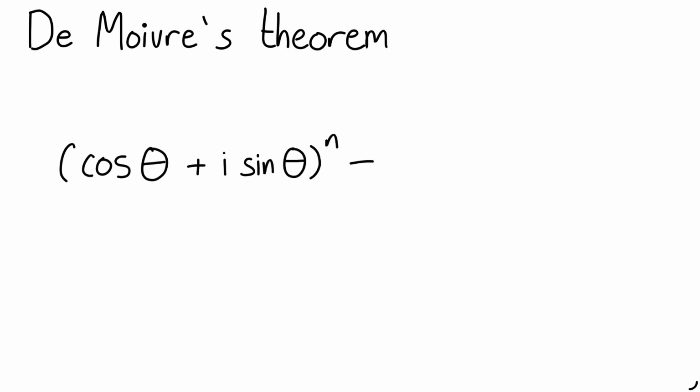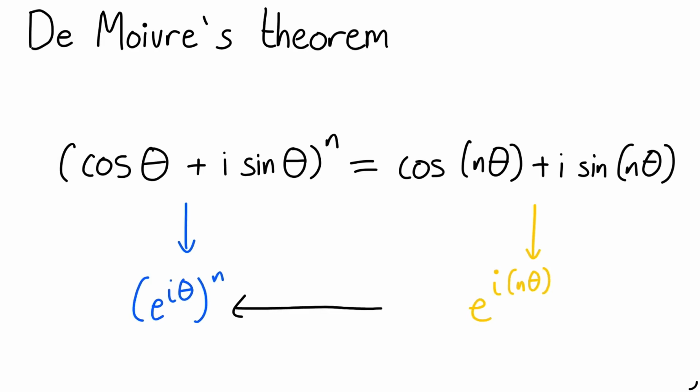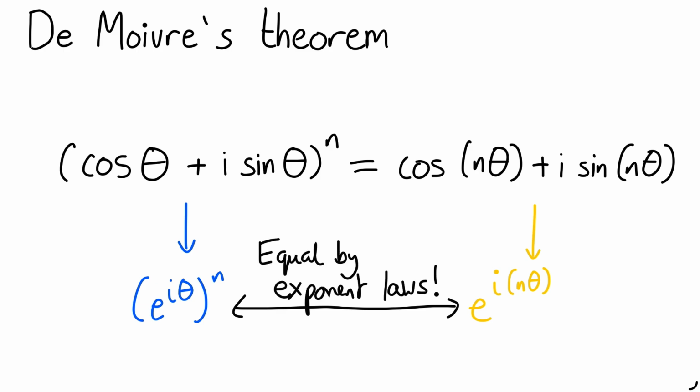De Moivre's theorem is this here: cosine theta plus i sine theta, all to the power of n, equals cosine n theta plus i sine n theta. And it's really easy to prove this using Euler's identity. The identity tells us that the left-hand side here is e to the i theta, to the n, and the right-hand side is e to the i n theta, and by our basic exponent laws, these are the same thing. So where is this useful?